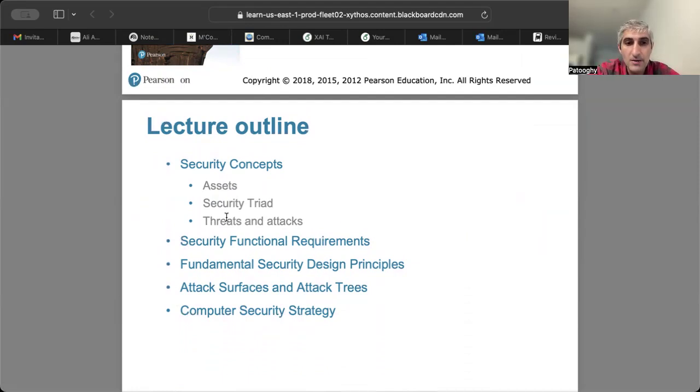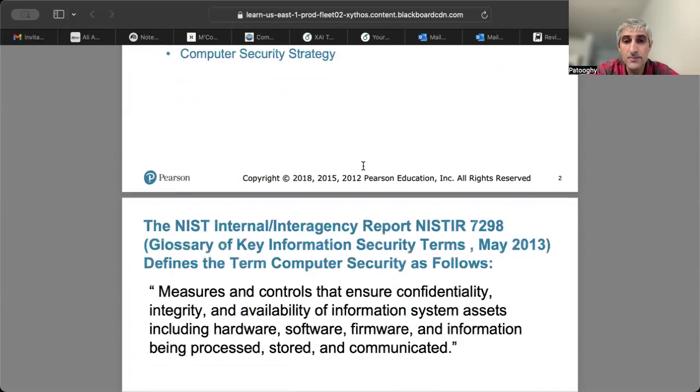Then we talk about threats and attacks. We define them, and then we talk about fundamentals of security, or secure system design. There are some principles that we need to know and practice while designing our computing systems. So this is going to be a week-long lecture, and as I mentioned, it has two videos.